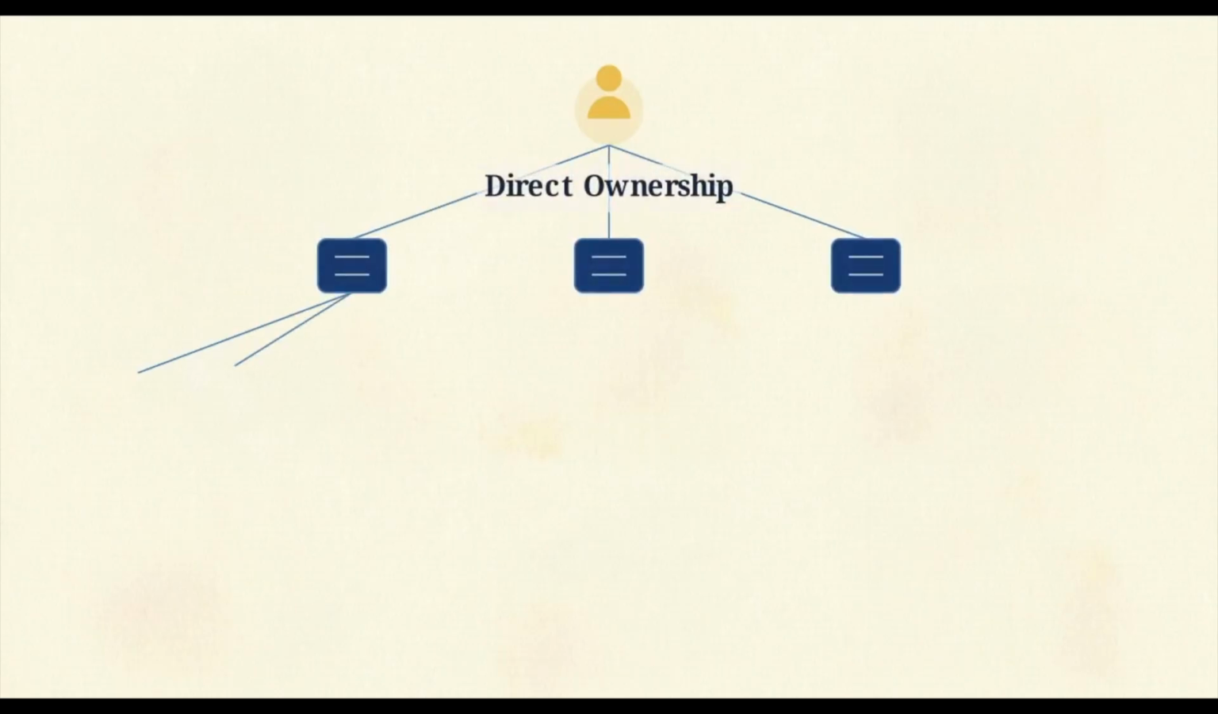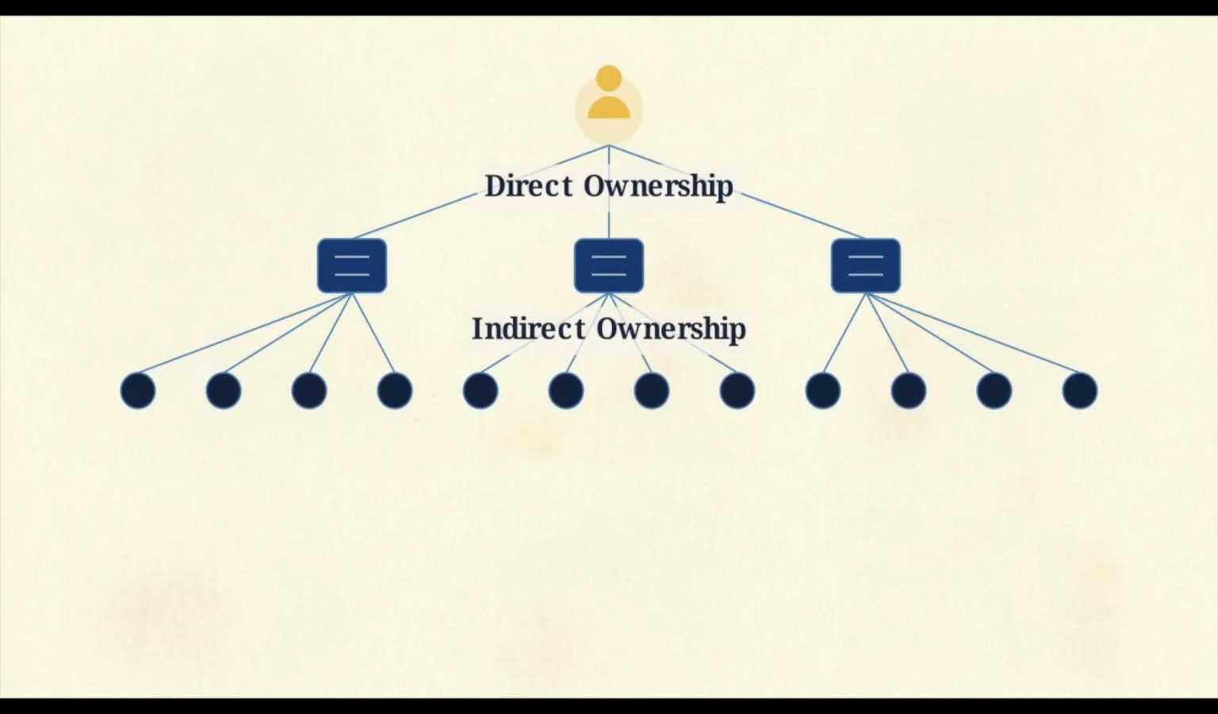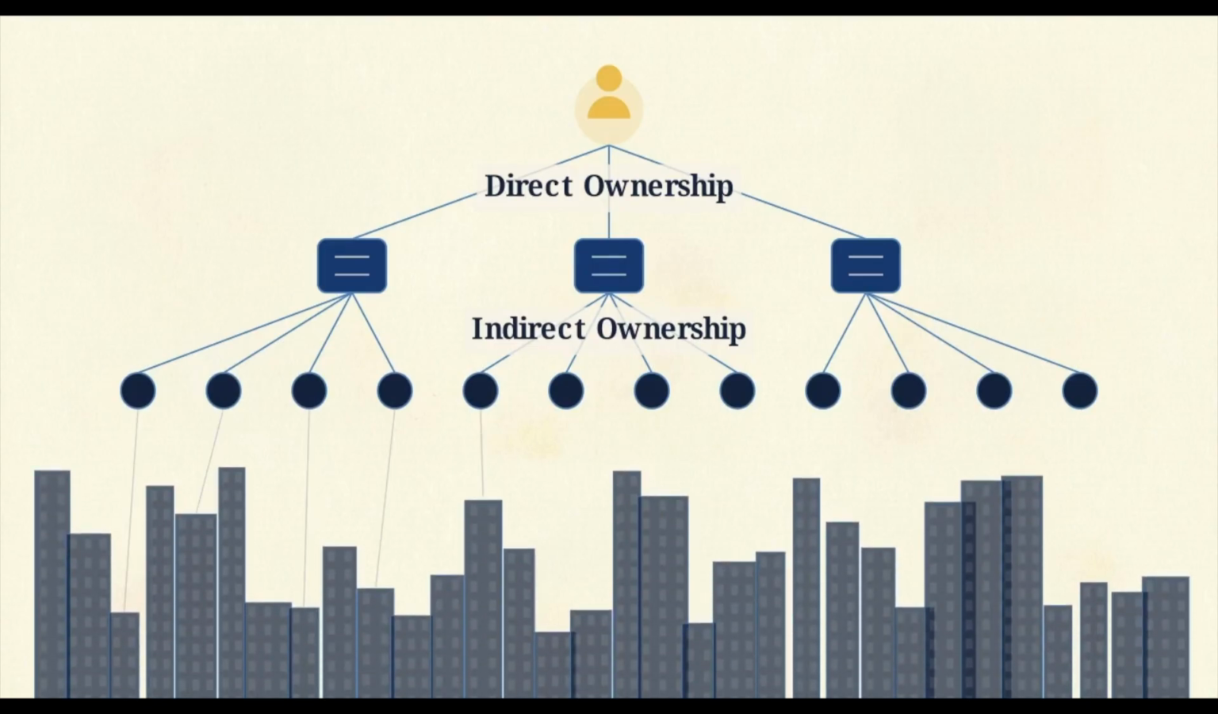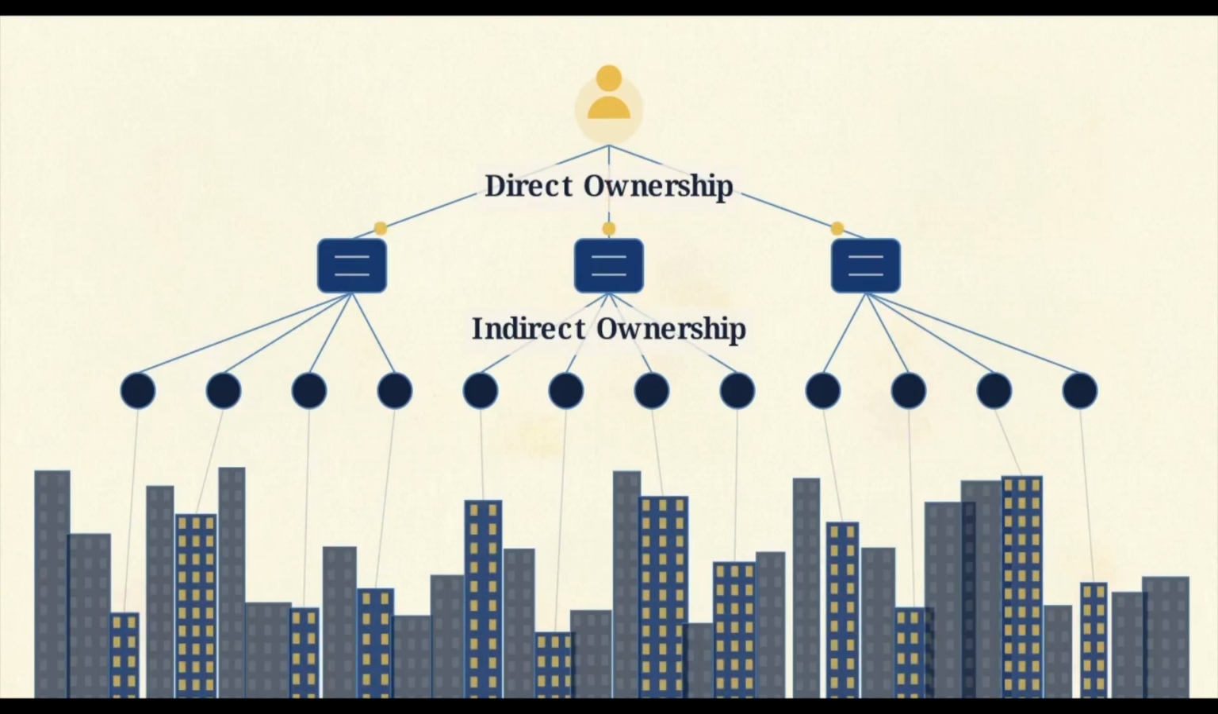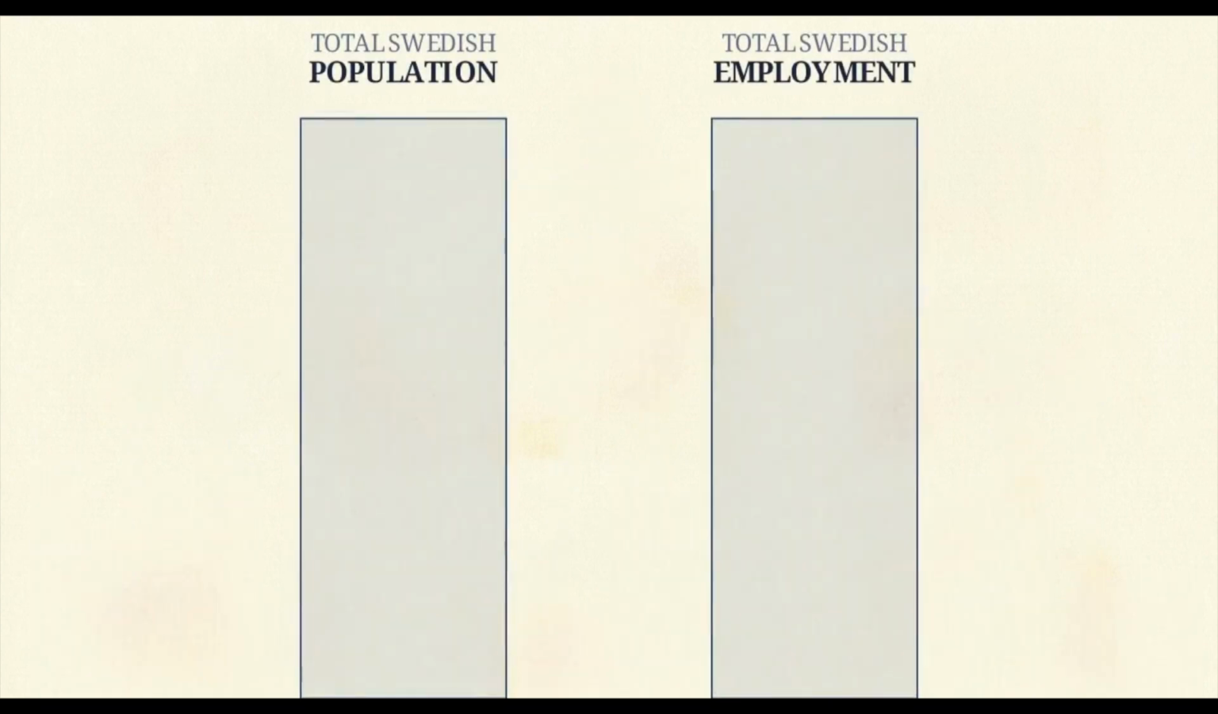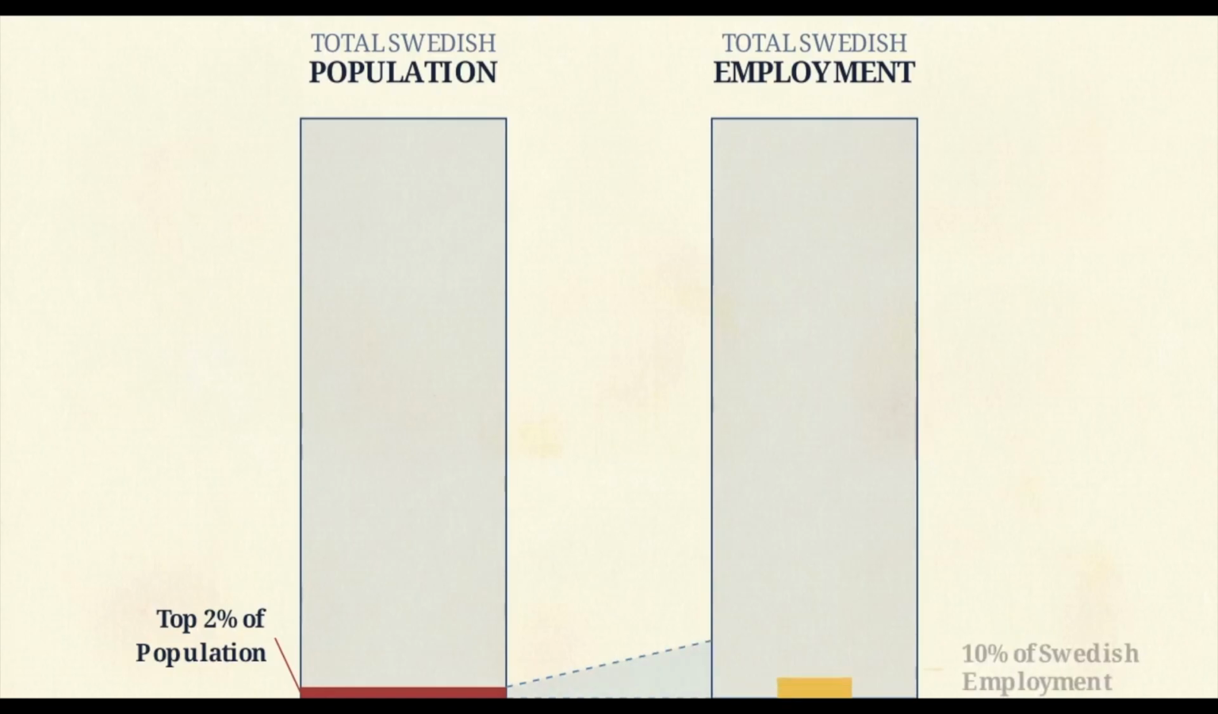To measure their true influence, the researchers mapped out indirect ownership. Wealthy taxpayers often control a massive share of the workforce through complex holding companies and subsidiaries, meaning their economic footprint extends far beyond their direct investments. This chart visualizes that concentration. The tiny demographic sliver on the left represents the top 2% of the population. But the area on the right shows their economic weight. Through their businesses, this specific group controls nearly 10% of total Swedish employment.